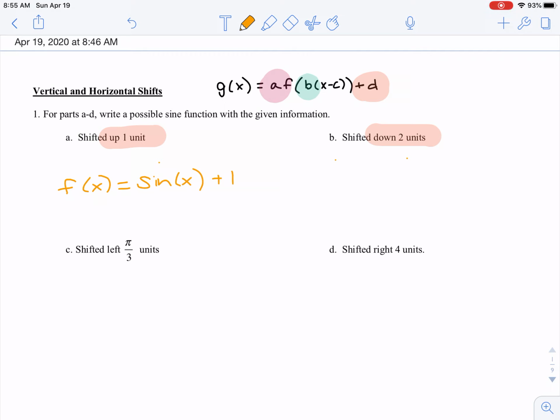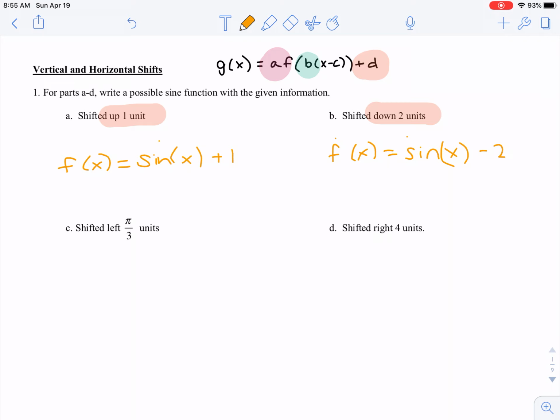Now, do I have to have those parentheses here? I do not. I could have this without them. Okay? But I like to put them for clarity that the plus 1 is on the outside, even though we know without the parentheses that it must mean it's on the outside. And if I was going to shift it down 2, we would have that D value be minus 2 instead.